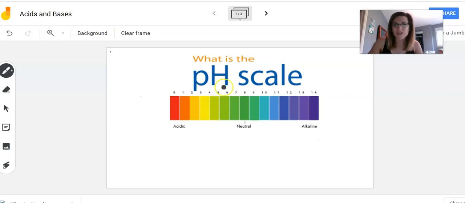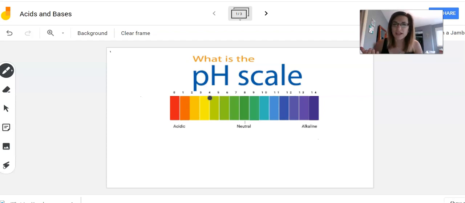So pH is a measurement. It's something that we use in chemistry to figure out how acidic or basic a substance is. So pH is a really straightforward test that we can do for lots of different substances to see how strong or how concentrated they are or how weak they are.